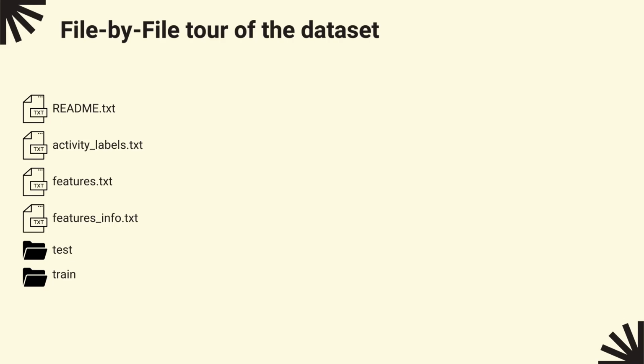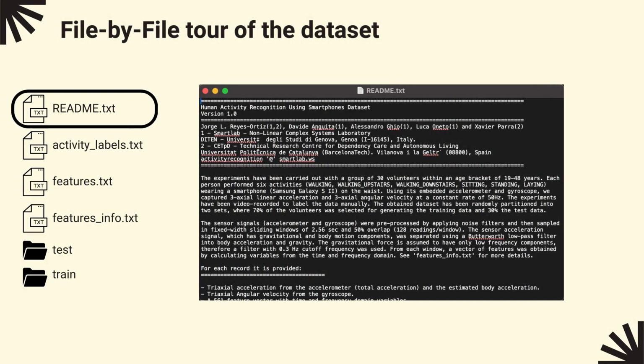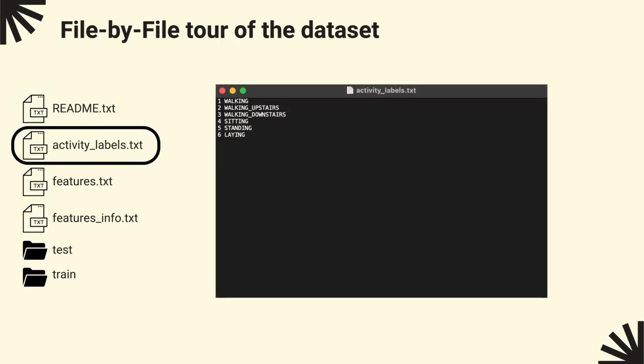Now let's have a file-by-file tour of the UCIHAR dataset. When we unzip the dataset, at first we have the readme.txt file, which contains the official documentation of the dataset with details like what it explains, how the data was collected, sensor details, etc. After that, we have the activity_labels.txt containing a mapping between numeric labels and activity names.